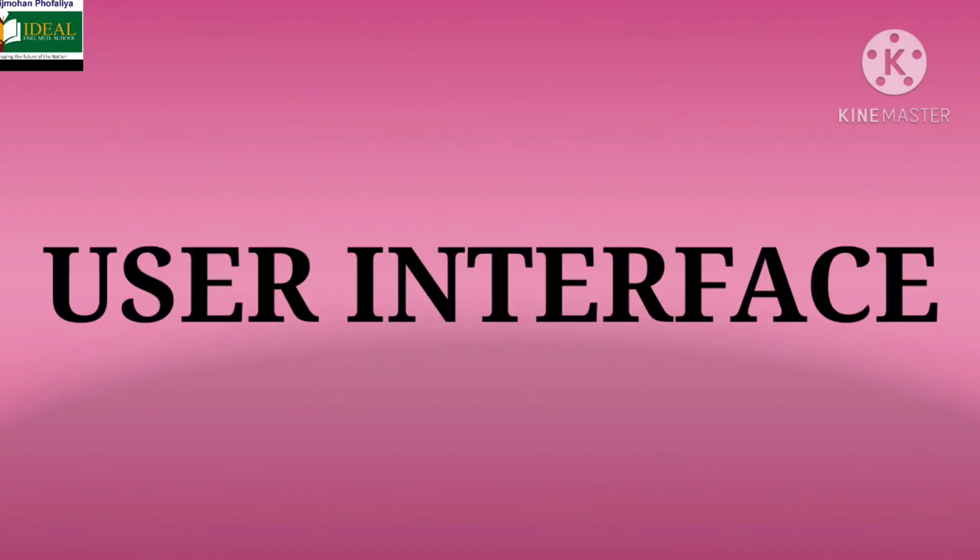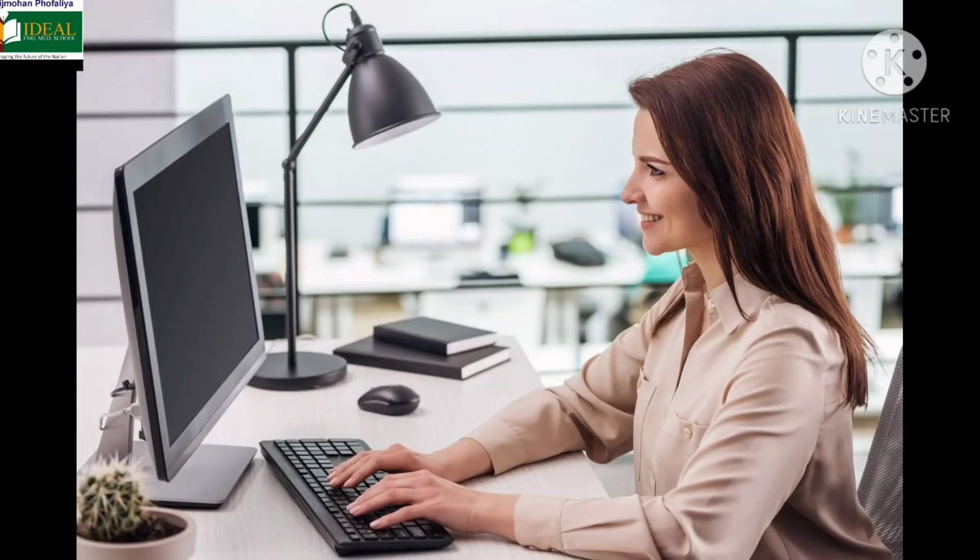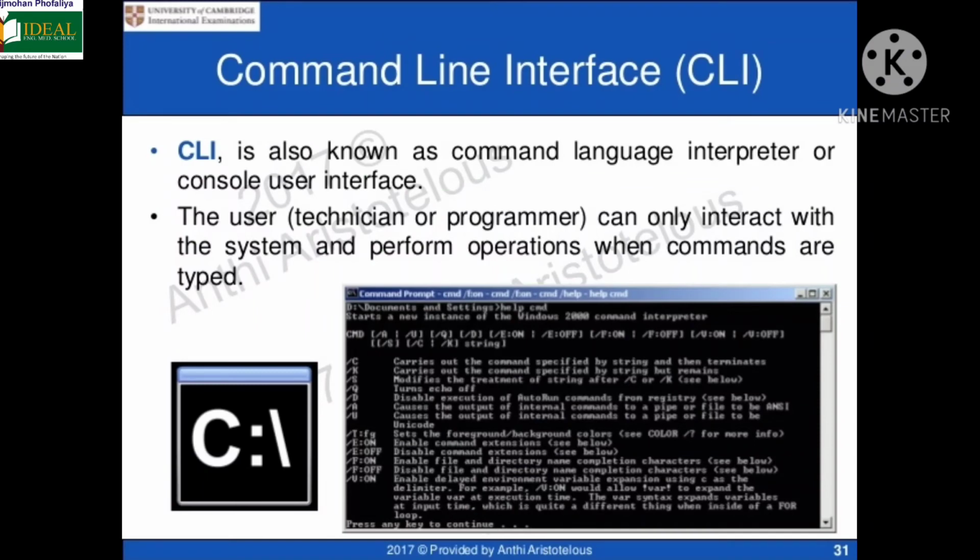User interface. Those who are using the computer are users. And an interface, what is meant by interface? Interface means communication between two entities. Here we are communicating with the computer, user and computer. The hardware and software systems that allow the computer user to communicate with the computer are called the user interface. There are two types of user interfaces: command line interface and graphical user interface.